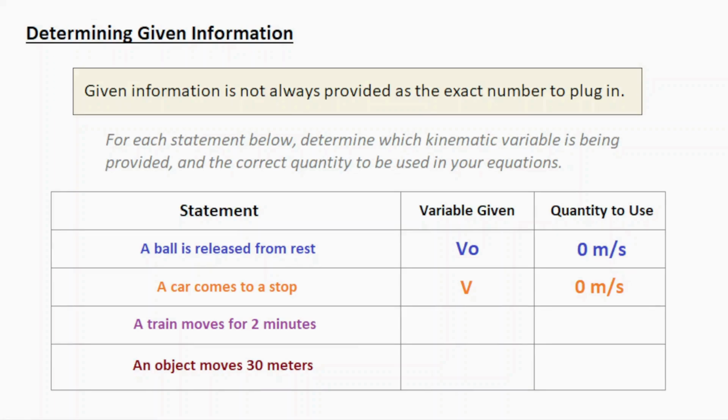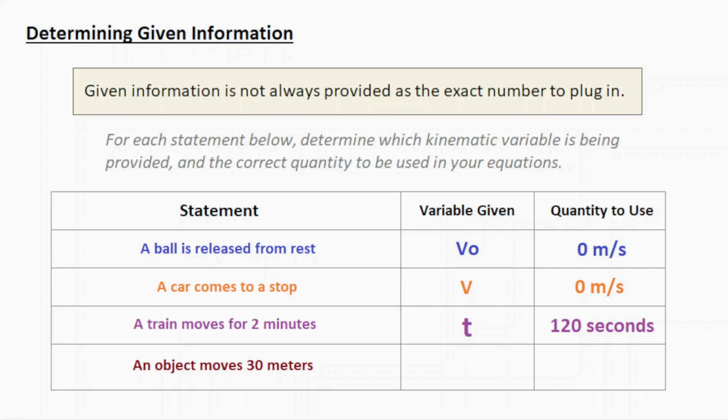Next, a train moves for 2 minutes. This is clearly a time, but remember that we want to use the standard units of measure for each of the kinematic variables, and time should be measured in seconds. So for variable t, we would want to plug in 120 seconds, which is 2 minutes converted to seconds.